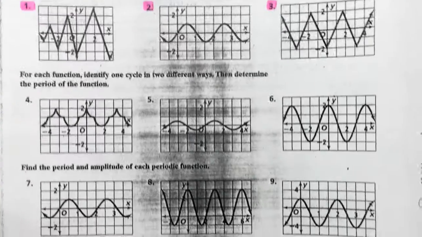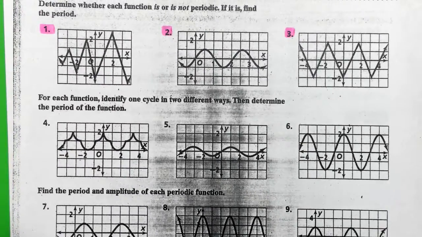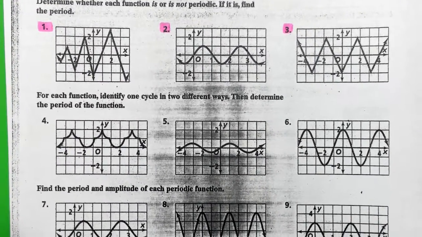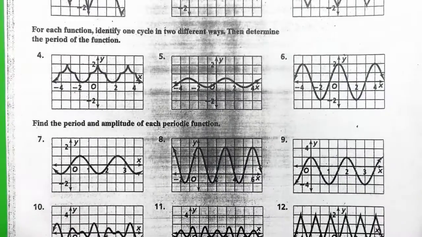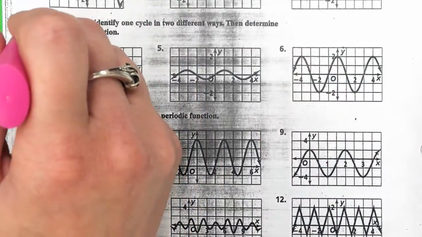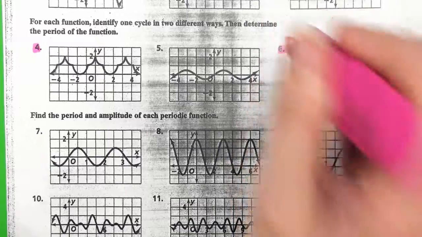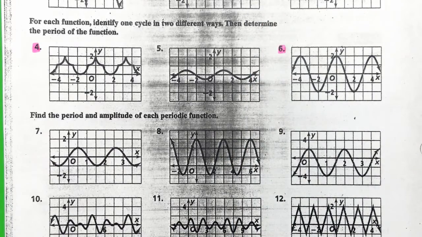But if it is, you have to find the period. Then we are going to do 4 and 6, because those two should be the ones you can see. This is page 4. The only thing your directions tell you to do is identify one cycle. So use your highlighter, identify one cycle, and then tell me the period, okay?